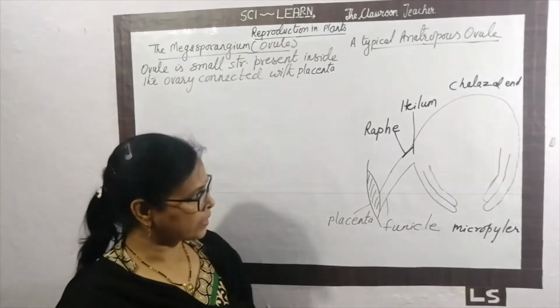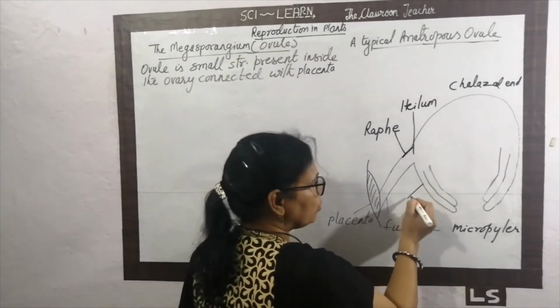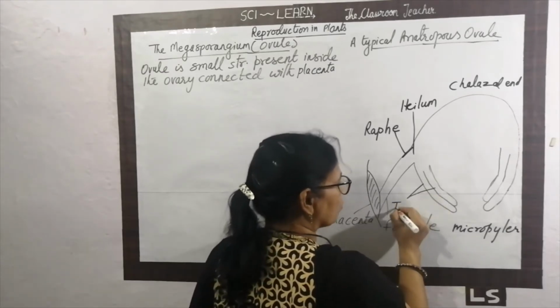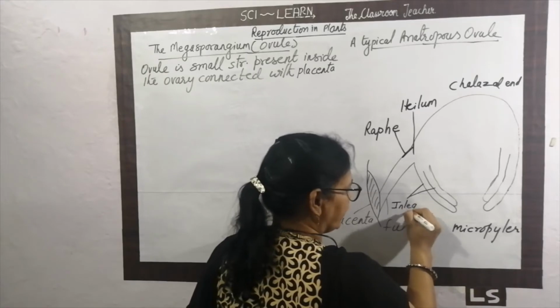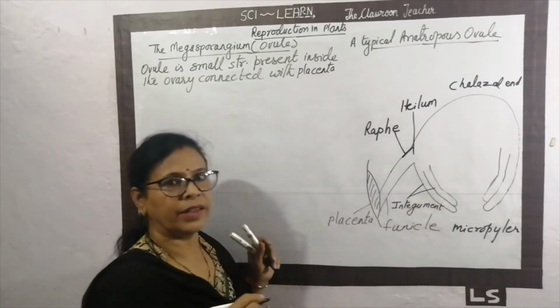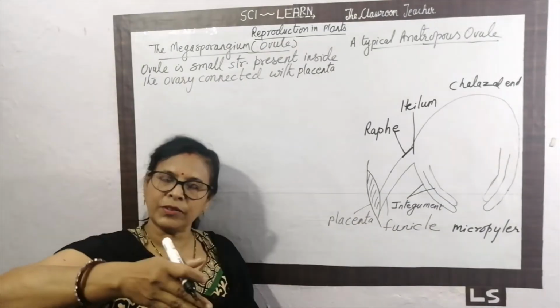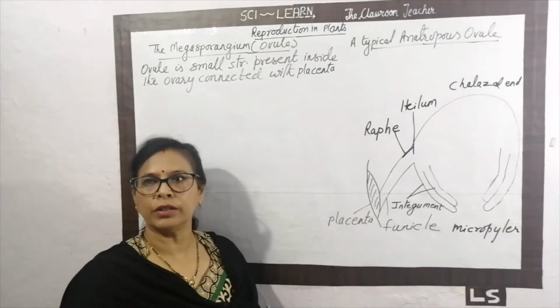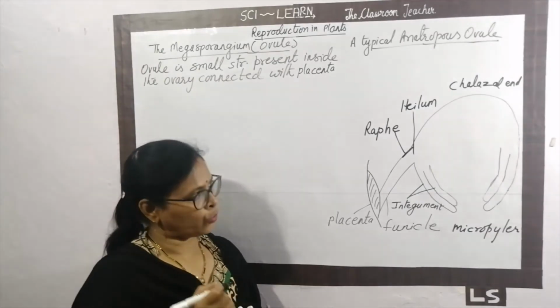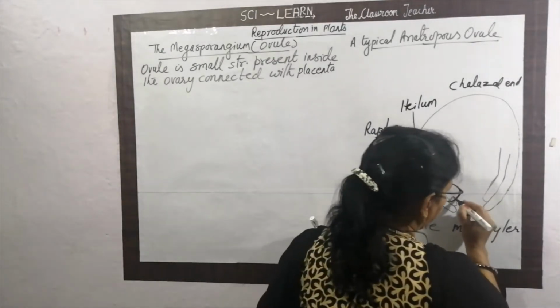What is present inside this ovule? This double-layered structure: one is called the outer integument and one is called the inner integument. The one which is present outside is called the outer integument, and the one which is present inside is called the inner integument.